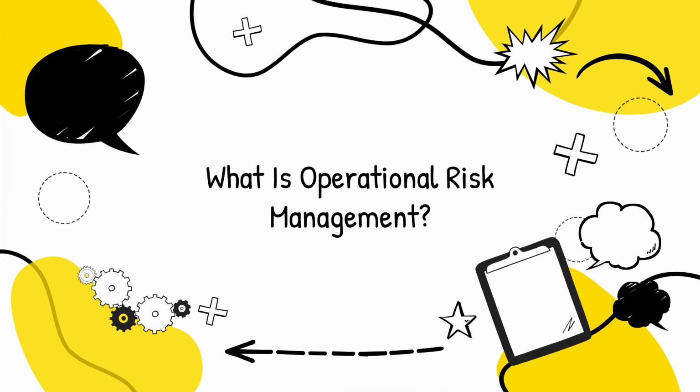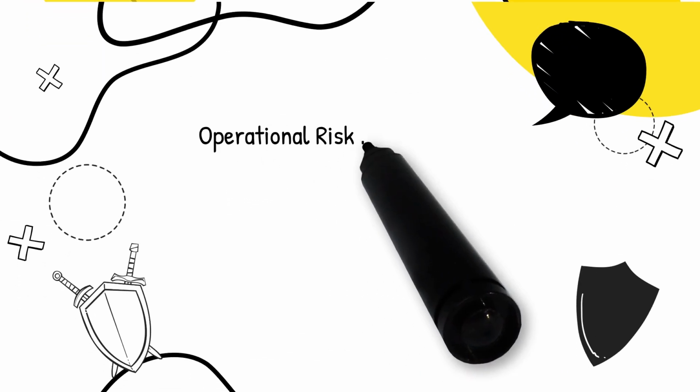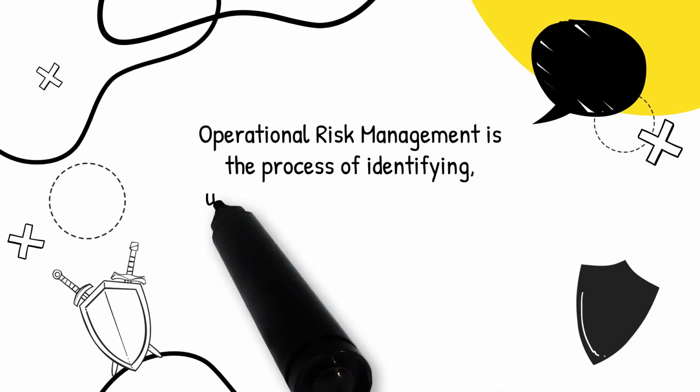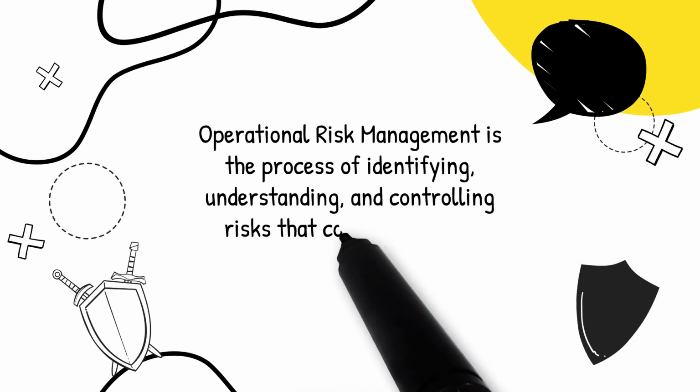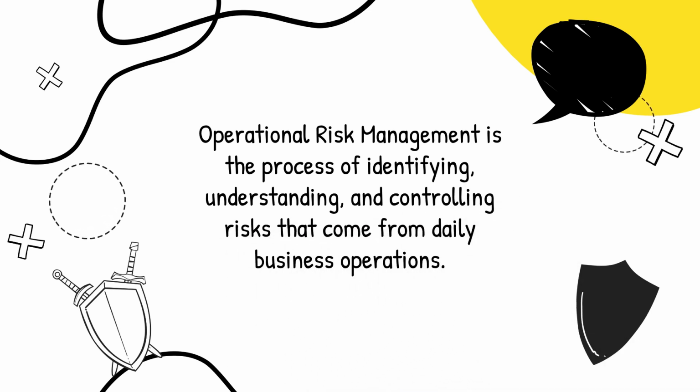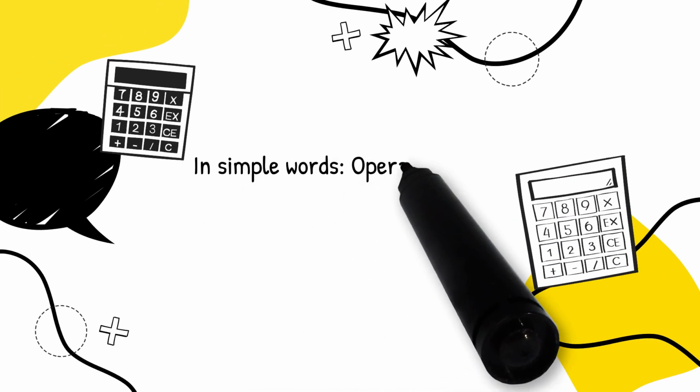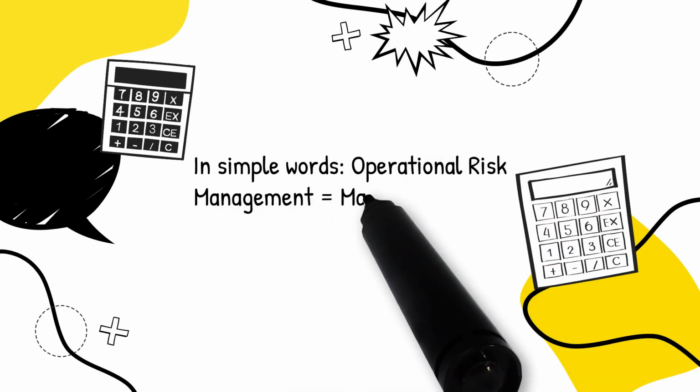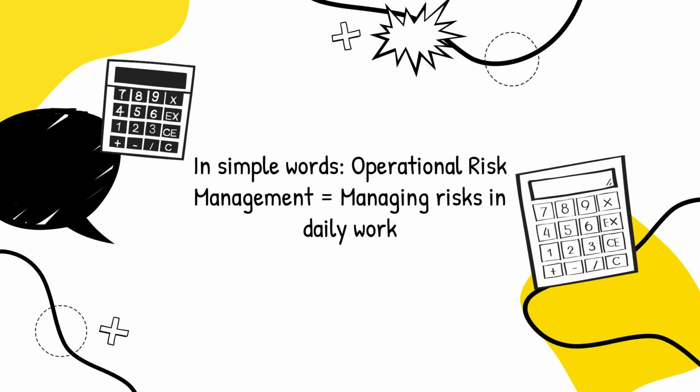What is operational risk management? Operational risk management is the process of identifying, understanding, and controlling risks that come from daily business operations. In simple words, operational risk management equals managing risks in daily work.